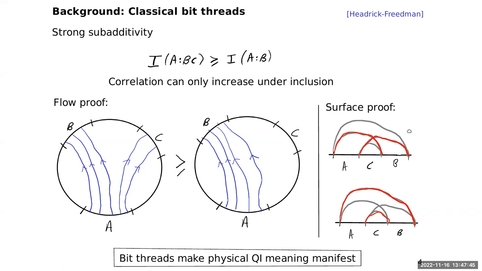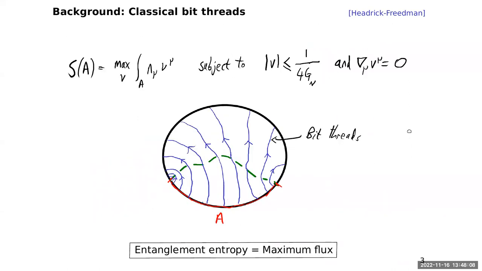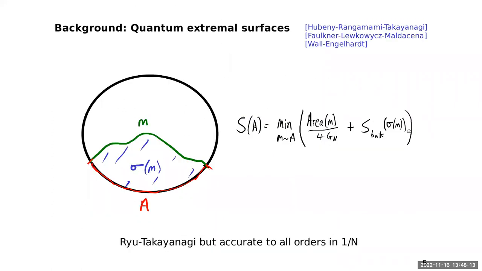Okay, so that's one reason why bit threads are conceptually advantageous compared to RT surfaces, and it motivates why we need to consider the all-orders in 1 over N generalization of that. So we'll be taking this bit thread prescription and generalizing to all orders in 1 over N. What's the surface-based formula for that? Well, that's the quantum extremal surface prescription.